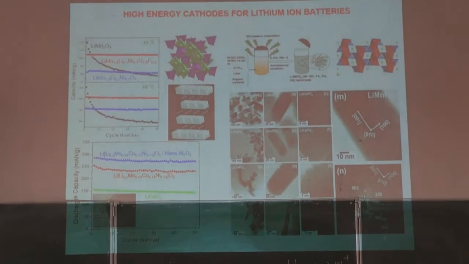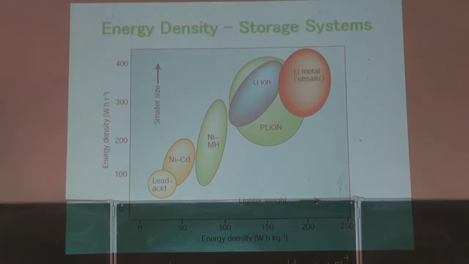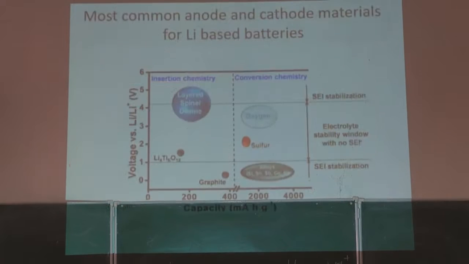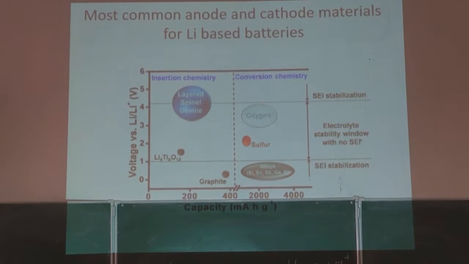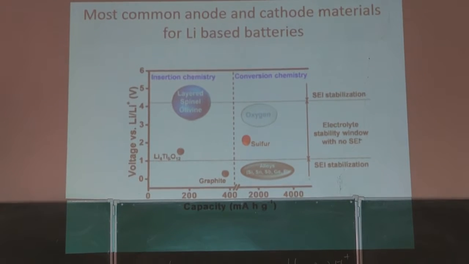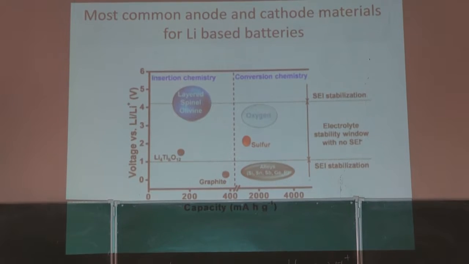So now let me get started. I'll start with this one. At the moment, if you look at any battery chemistry, people still use graphite as the anode.